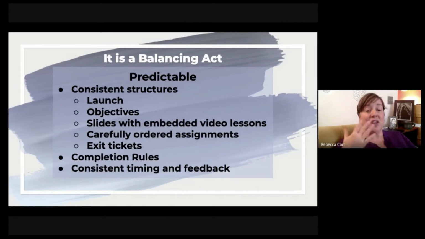I want to make sure that they know that every day they're going to see these items and in that order on my page. So that if they miss a day and they have to go back and look at it, they at least know what they're looking for. It's also nice for the students who are doing live learning with me to be able to predict what's happening. It tends to make them feel safe because right now so many of our students are feeling unsafe.